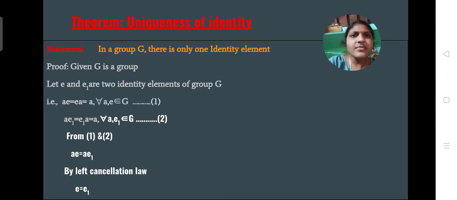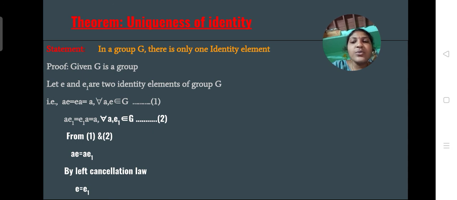And next theorem is uniqueness of identity. Uniqueness means that there is a single identity element. So in any group we have to prove that there is only one identity element. So the statement of the uniqueness of identity theorem is, in a group G there is only one identity element. Given G is a group, now we have to prove that in group G there is only one identity element.